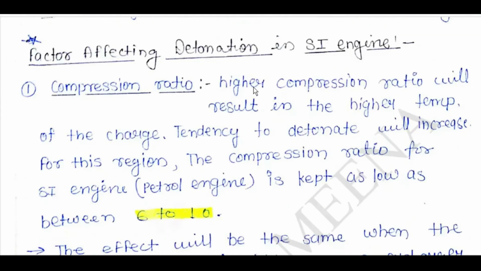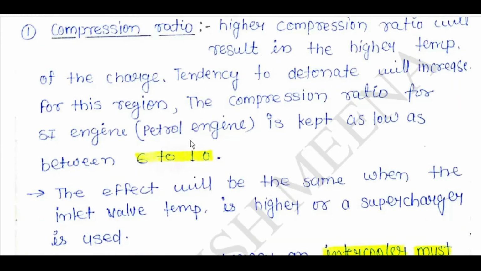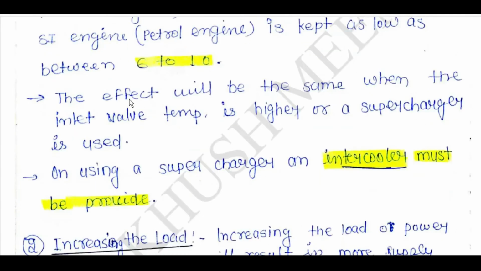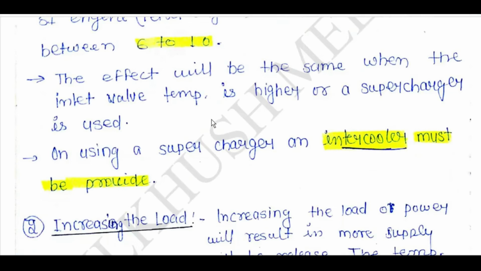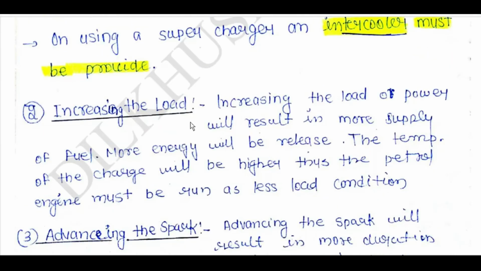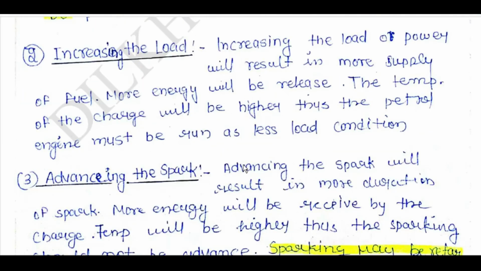Factors affecting detonation in SI engine. Compression ratio. Higher compression ratio will result in higher temperature of charge. Tendency to detonate will increase in this region. The compression ratio for SI engine is kept as low as possible, between 6 to 10. The effect will be the same when the inlet valve temperature is higher or supercharging is used. On using a supercharger, an intercooler must be provided. Increasing the load or power will result in more supply of fuel, more energy will be released, the temperature of charge will be higher, thus petrol engine must be run at less load condition.